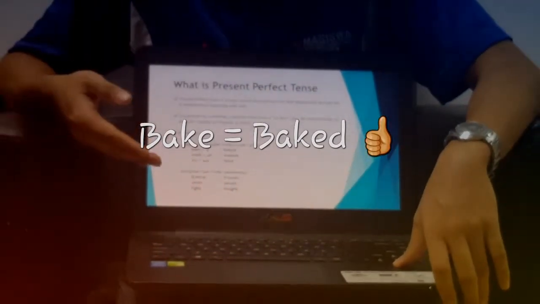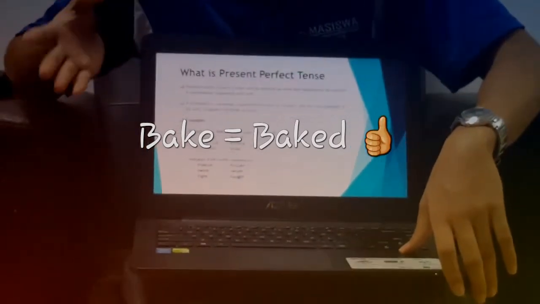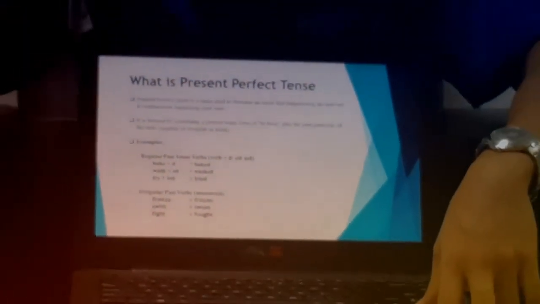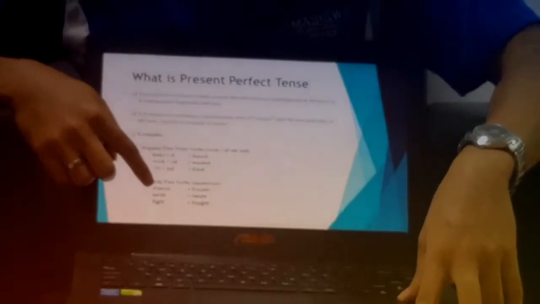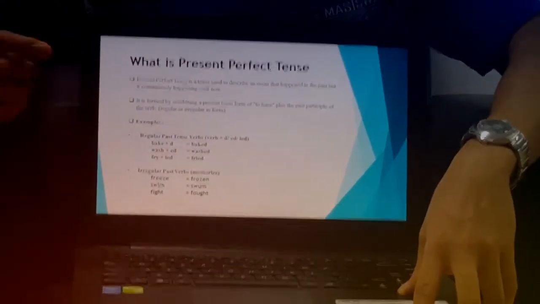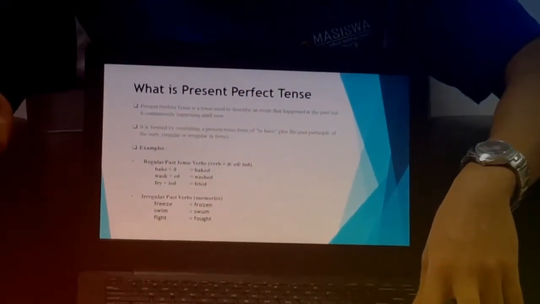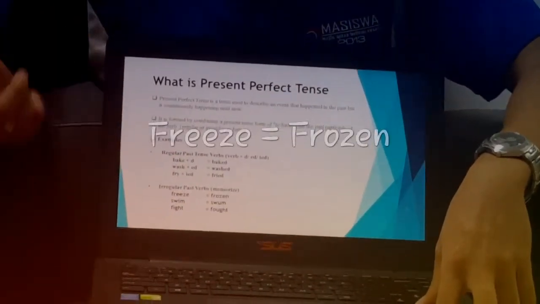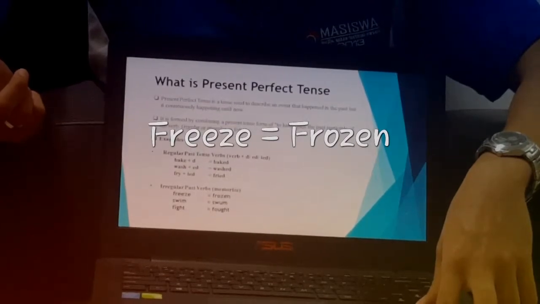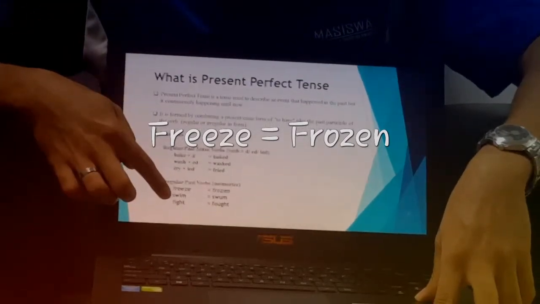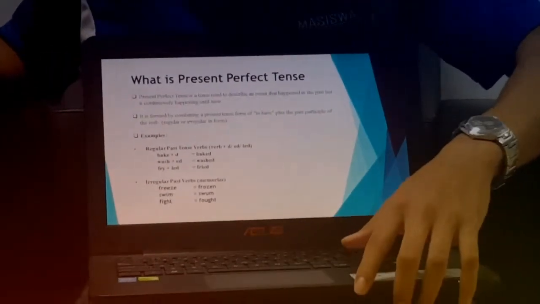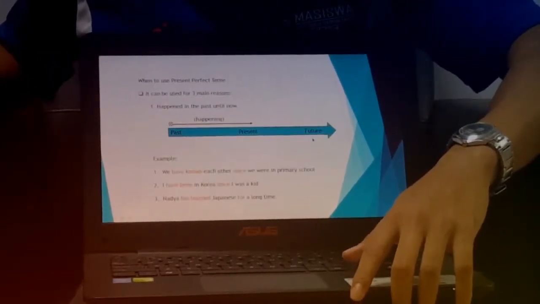When it comes to irregular verbs, there is no way other than memorizing. So for irregular verbs, you need to memorize and remember. For example, the word freeze, F-R-E-E-Z: its past participle becomes frozen. Swim becomes swam. And the last one, fight, changes into the past participle fought. So I will show you examples of how to use it.